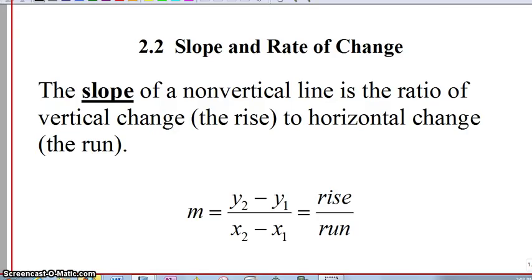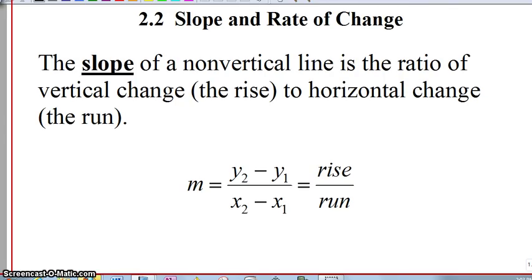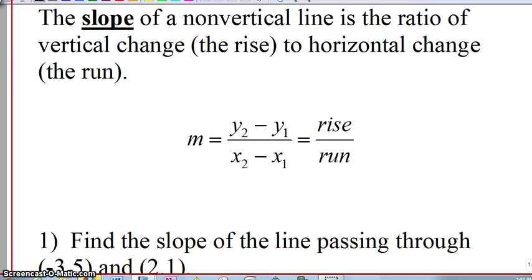Today we're going to talk about slope and slope as a rate of change. The slope of a non-vertical line is the ratio of vertical change, which is also known as the rise, to the horizontal change, which is the run. Hopefully you remember in Algebra 1 the slope formula, the formula that we use to find the slope if we know 2 points on the line. 2 points on the line gives you the slope.